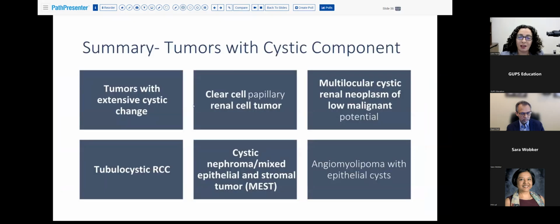So with this, we'll summarize. We really went on a brief summary of neoplasms of the kidney with cystic components, starting with our index case of the angiomyolipoma with epithelial cysts, how to separate it from its main differential diagnosis, mixed epithelial stromal tumors. And then we spoke about cystic neoplasms that have clear cells and how to separate them from each other. And then we also spoke about tubulocystic renal cell carcinoma.